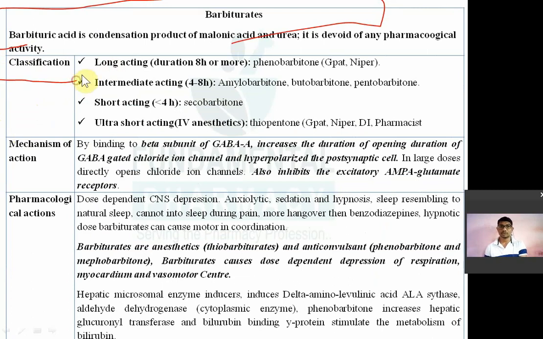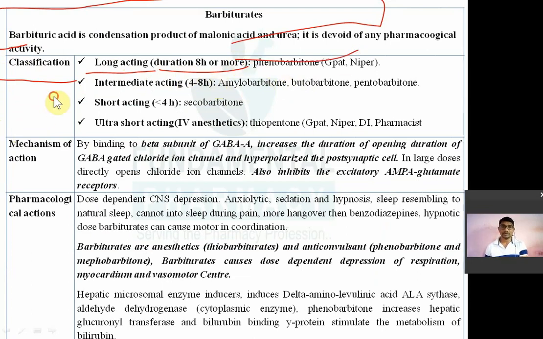Now the classification of barbiturates. First is the longer acting class. Those drugs which have a duration of action of 8 hours or more are known as longer acting. Remember the duration, 8 hours. The example is phenobarbital.